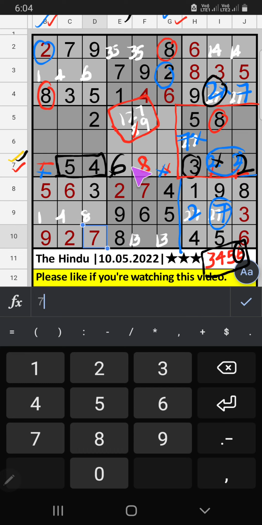7th row, 3 numbers are remaining: 1, 7, 9. Column I, column B, we have 9. So 9 can't come in these cells. The 9 is confirmed here. Then only 2 numbers are remaining, 1 and 7. Column I, we already have 7. So 7 can't come in the cell. 7 is confirmed here. Then 1 is here.